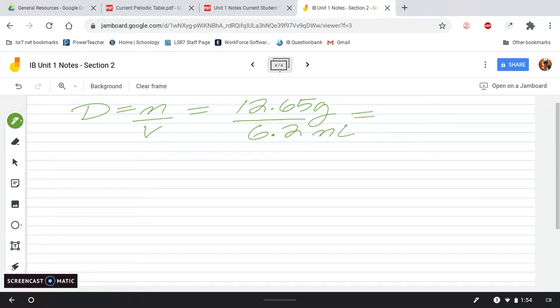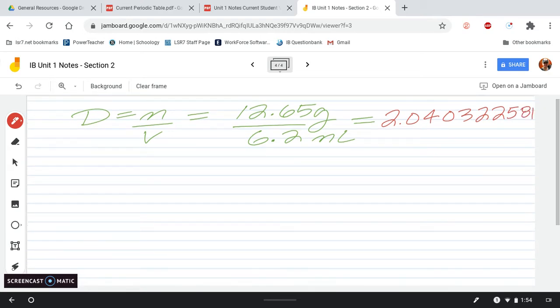Okay, so now we would do the math, and then we would have to round that answer. I'm going to go ahead and do that math real quick, and you could do that too. You could just have your calculator out and run that through. I'm going to get a big old number, and I'm going to write that out, and we're going to determine how much of that number we're going to get to keep. I got 2.040322581. That is a number, right?